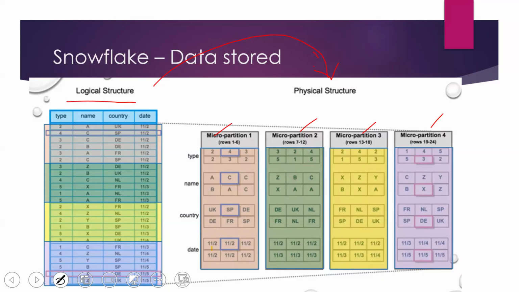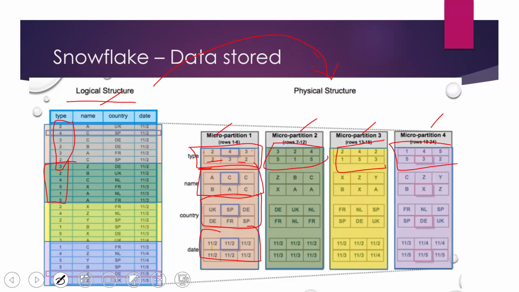And here the data is not stored as it is in the logical structure, but in the form of blocks. Each one has blocks. I have 4 columns, that's why I can see 4 blocks here. And the data is stored in these blocks in the columnar format. If you consider this one, what is the data? 2, 4, 3, 2, 3, 2. See here in this block: 2, 4, 3, 2, 3, 2. The next 6 rows of the type column will go to micro partition 2, and so on. Similarly for the others, it will store in the columnar format.